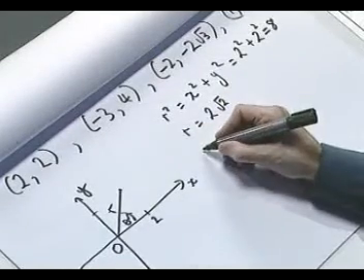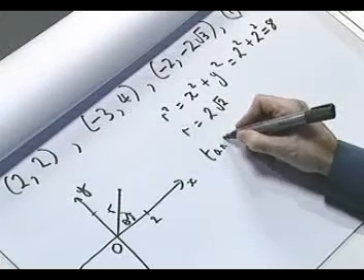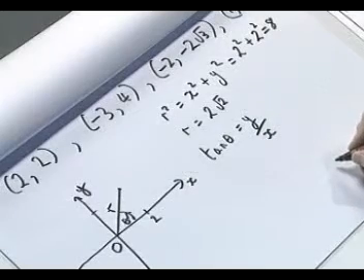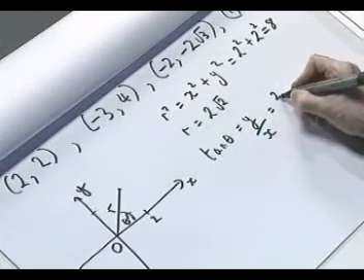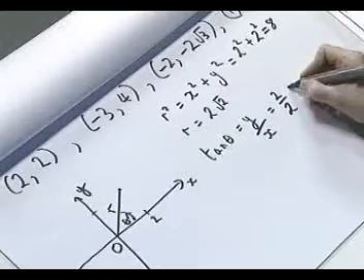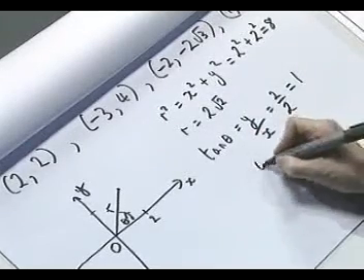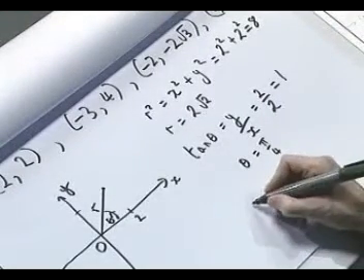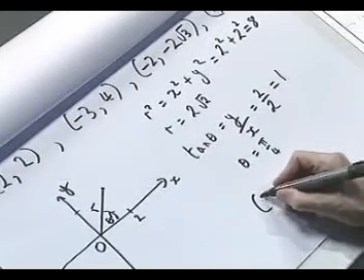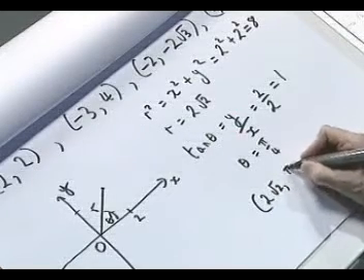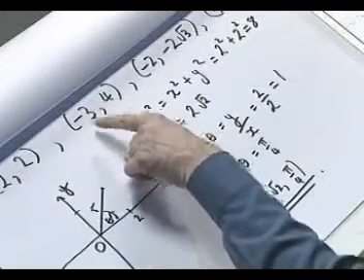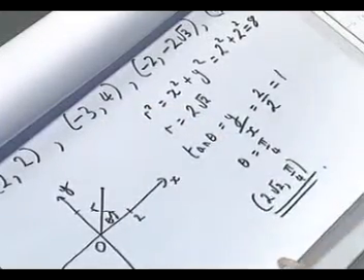What about theta? Well, tan theta is equal to y over x. And in this case, it's 2 over 2, which is 1. And so theta is pi by 4. And so therefore, the polar coordinates of this point are 2 root 2, pi over 4. Let's have a look at this one now. Minus 3, 4.